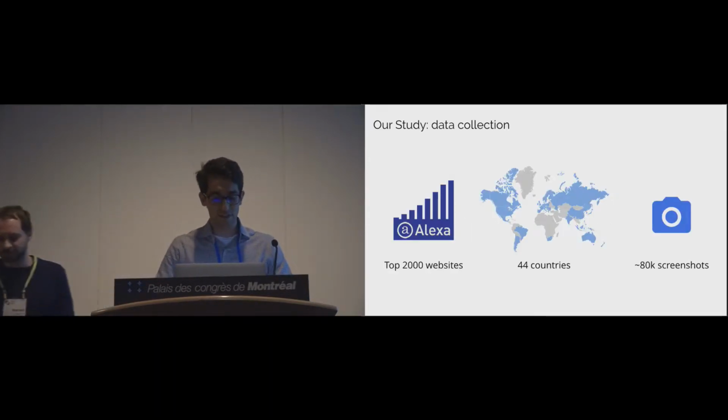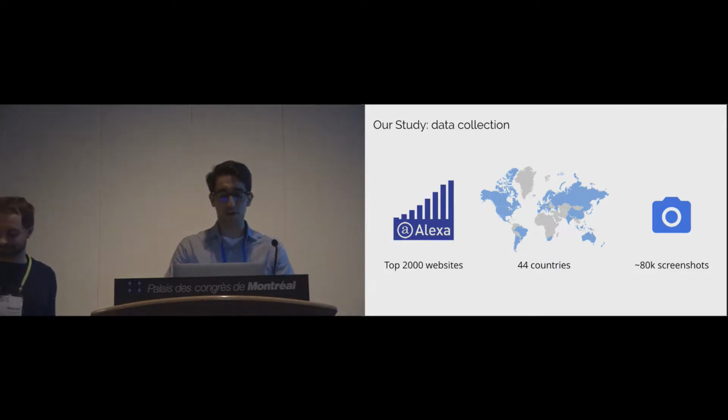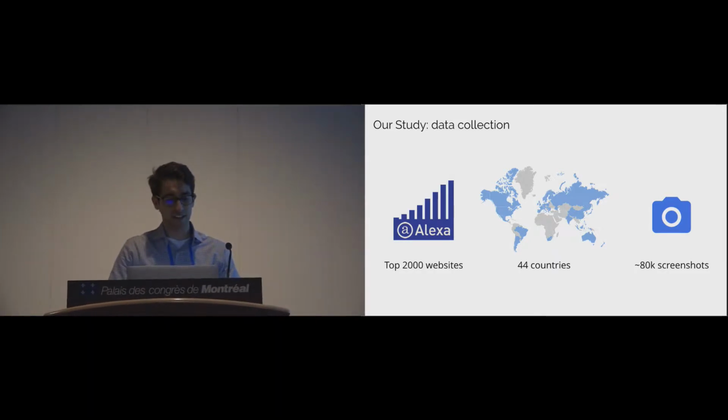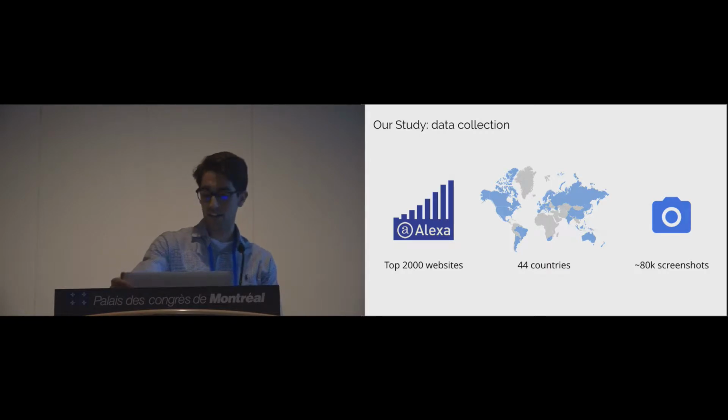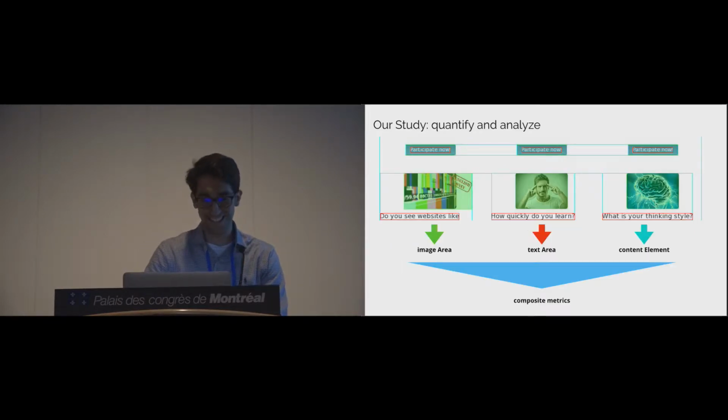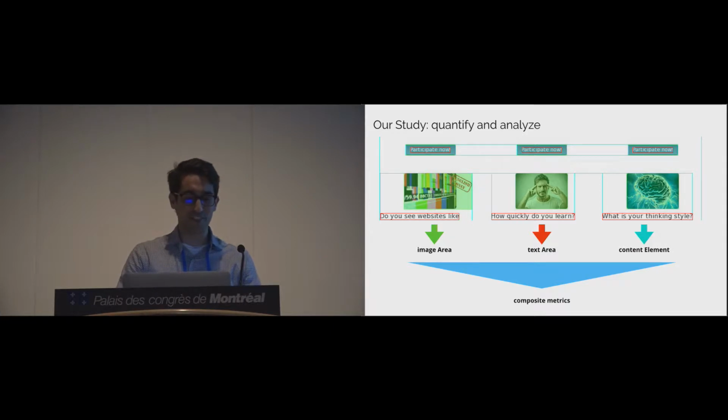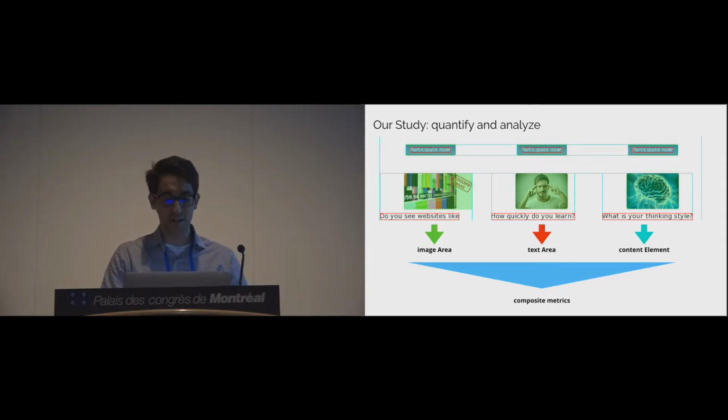So, for our study, we collected the top 2,000 most popular URLs from 44 countries, based on the Alexa top site rankings. This gave us around 80,000 screenshots after filtering adult content. We used computer vision based on the OpenCV library to decompose the screenshots into quantifiable design metrics. As you can see from the image, these computer vision techniques break down a website screenshot into metrics like number of image areas, number of text areas, and ratio between white space and content elements.